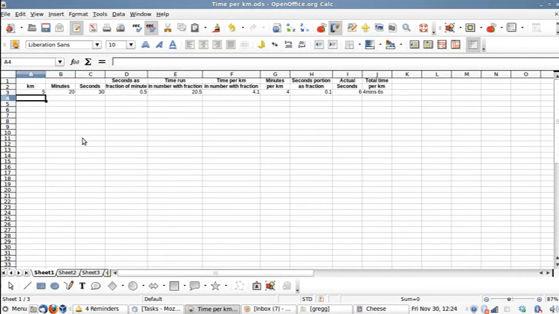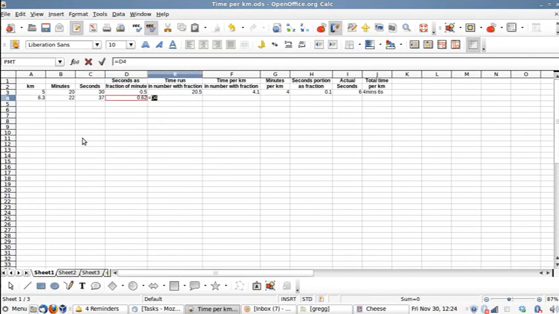So let's just say, for example, we had run 6.3 kilometers. And let's say it took us 22 minutes and 37 seconds. How would we work that out? Quite simply, first we need to work out our seconds as a fraction of a minute. Now, you could say 37, which is your seconds, divided by 60, because there's 60 seconds in a minute, you run 0.62 of a minute. That is 0.62 of a minute.